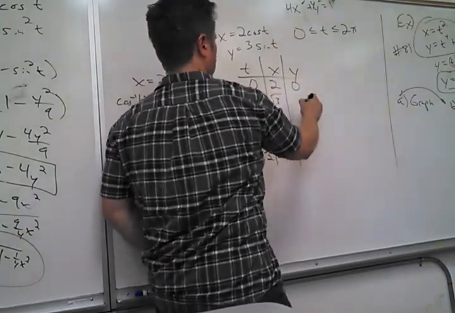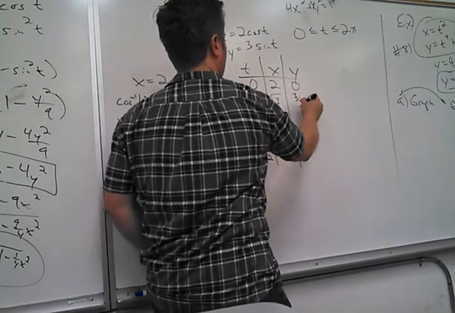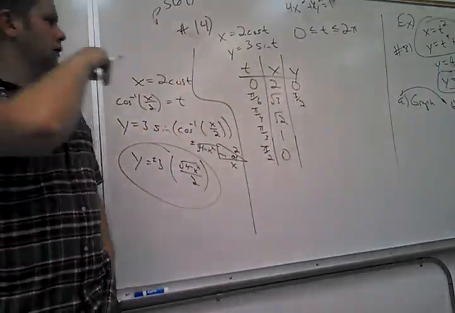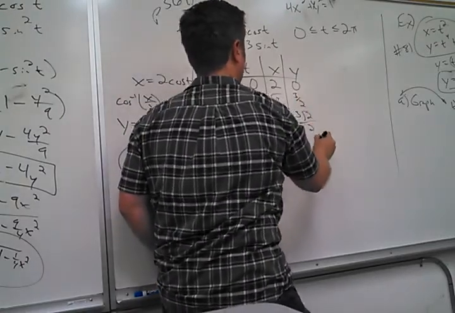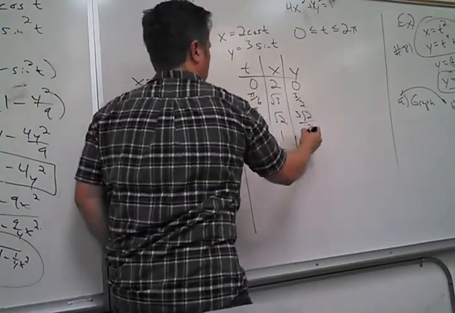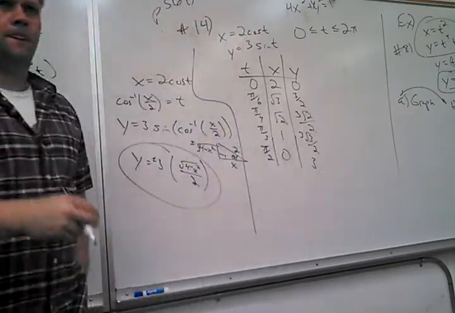Here, this is going to be 0. 3 halves, because it would be 1 half at 30 degrees. Root 2 over 2, so it would be 3 root 2 over 2. Then root 3 over 2. And then finally, it's going to be a full 3.